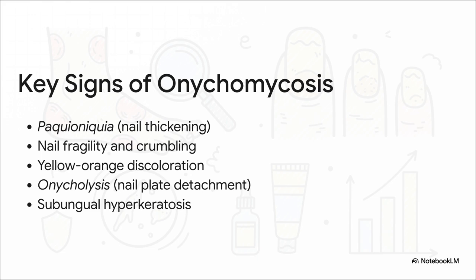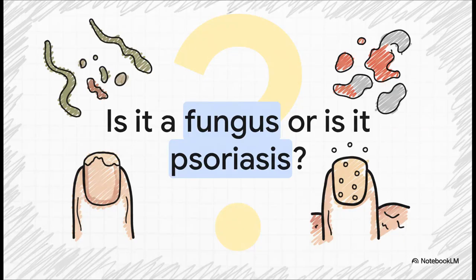Onycholysis is another big one. That's when the nail plate starts detaching from the nail bed. And finally, subungual hyperkeratosis, which is that classic scaling you see building up under the nail. So, this brings us to a classic board question, a real favorite. How do you tell the difference between onychomycosis and nail psoriasis? They can look incredibly similar, and honestly, it's a very common trap on exams.